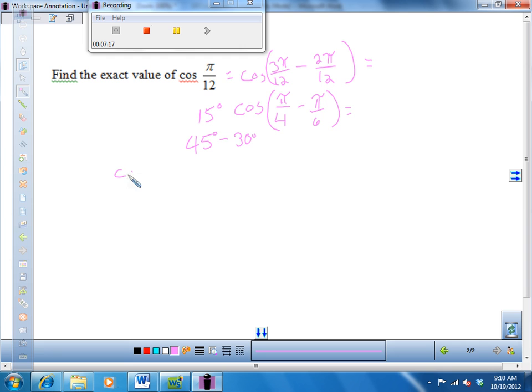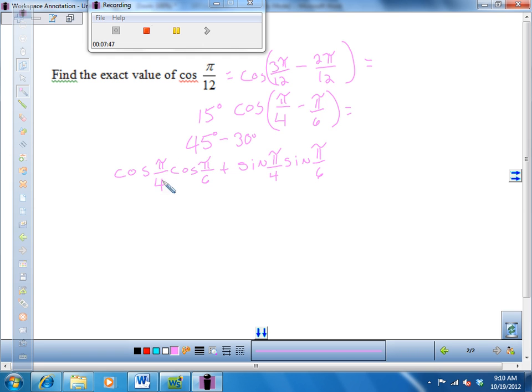So we have cosine of pi over 4. This is the cosine subtraction formula. Now, cosine pi over 6. This is a what sign in between the two? Plus or minus? Plus. And sine pi over 4, sine pi over 6. So that's the way you set up that one.